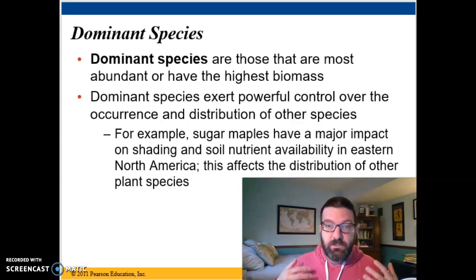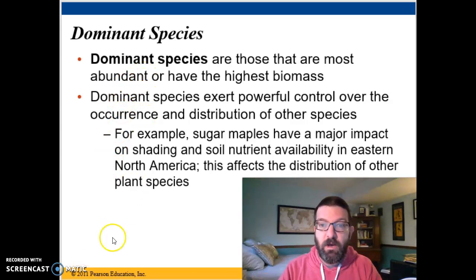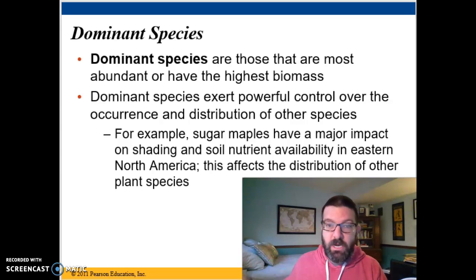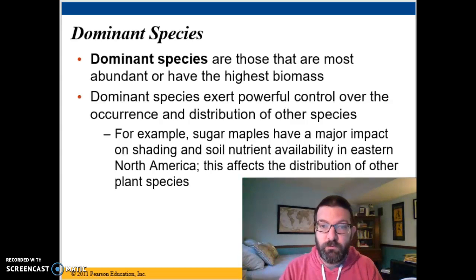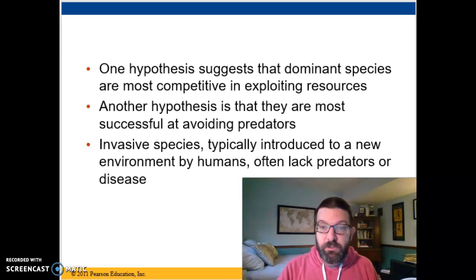So these organisms have an outsized effect, but it's because they are abundant, because there are just a lot of them. And again, they shade and adjust soil nutrition for other organisms. Some dominant species might be particularly good at exploiting resources and outcompeting other potential dominant species. Sometimes they might just be good at avoiding predators.